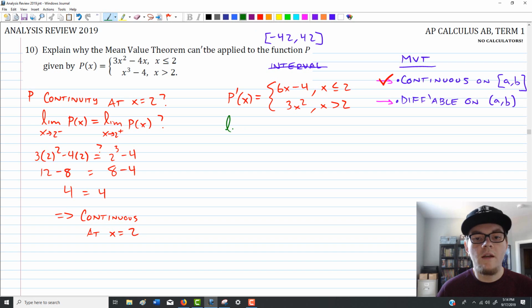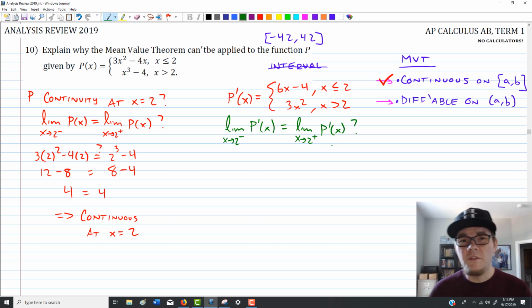So for the second one, we want to check the left-hand limit as x approaches 2 of p prime of x. We want to see if that equals the right-hand limit as x approaches 2 of p prime of x, because we want to make sure that there's not a sharp turn at x equals 2, because if there was, that would be non-differentiable. We could not apply the mean value theorem.